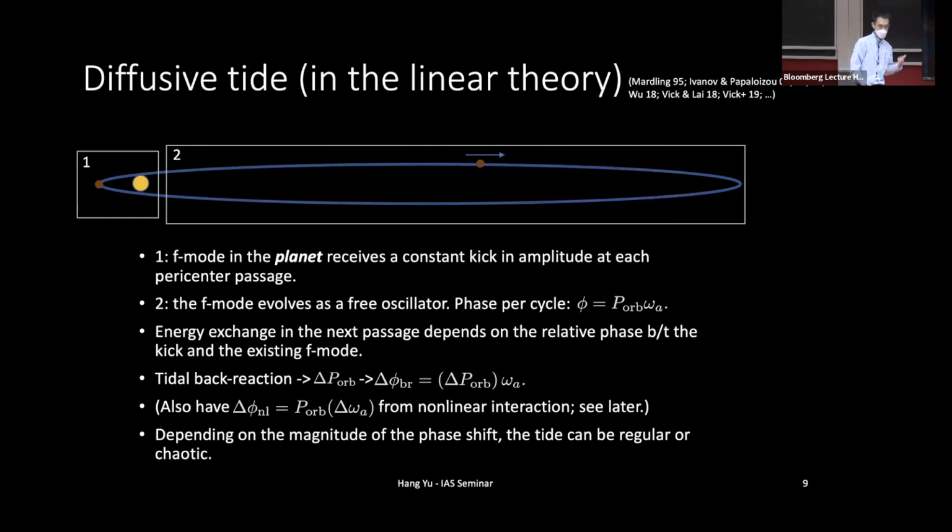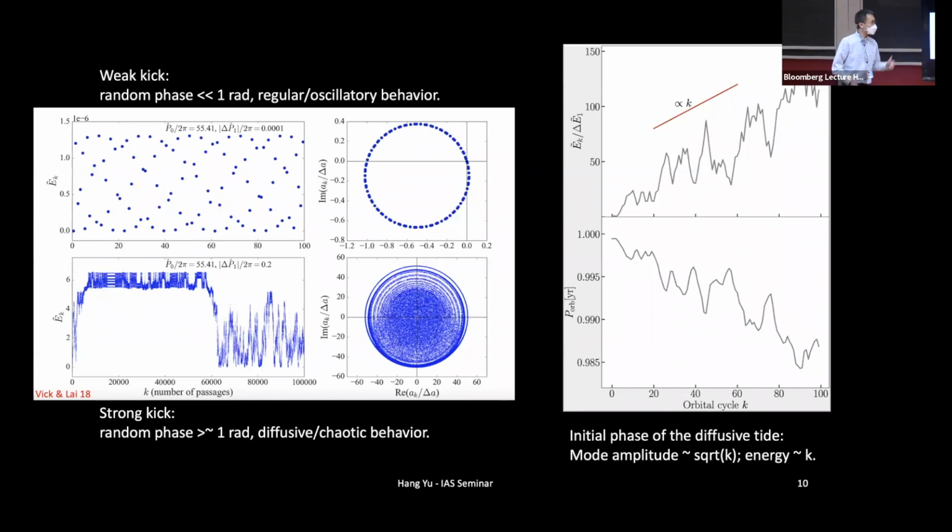And then depending on the magnitude of this phase shift, we can actually have qualitatively different evolution trajectories for the tide. And this is very well illustrated by this nice work by Wu and Lai. So if the tidal peak is very weak and the resultant phase shift is much less than 1 radian, then the mode energy will simply oscillate around a fixed value. This value is governed by the 1 kick energy. And here by 1 kick energy, I mean the energy a planetary mode acquires after a single pericenter passage.